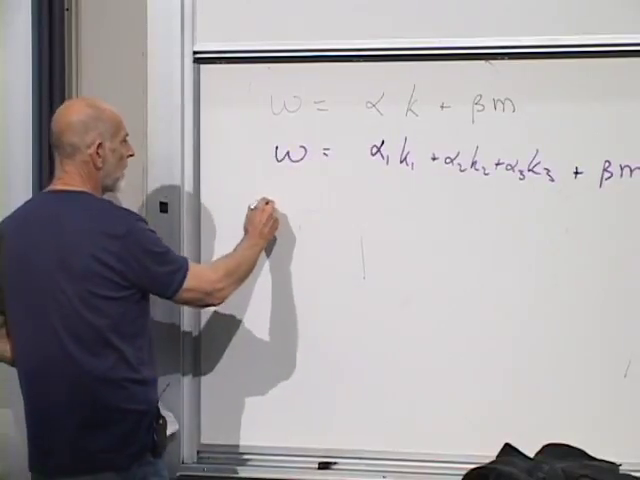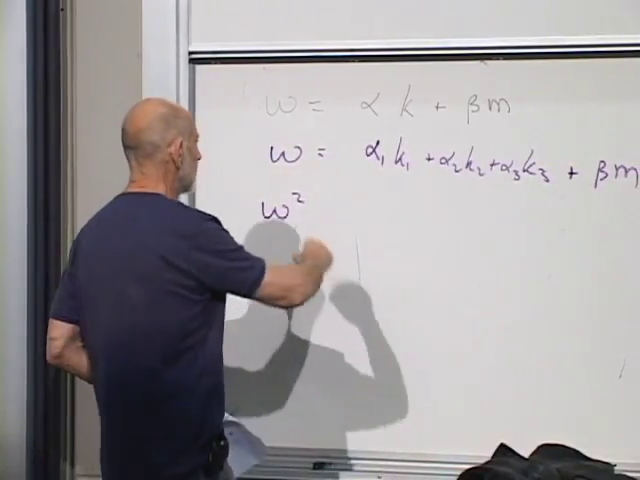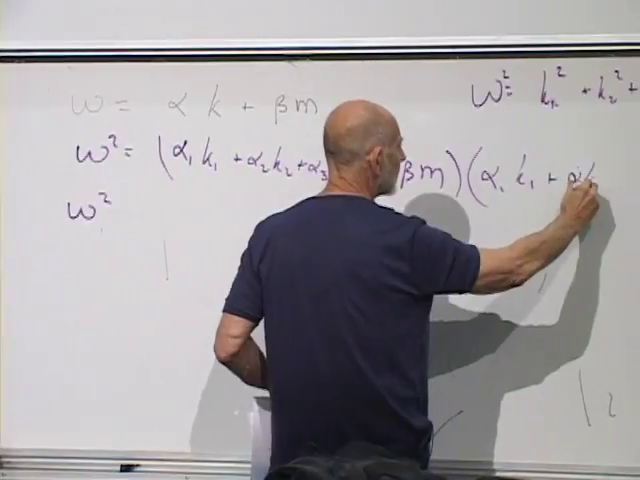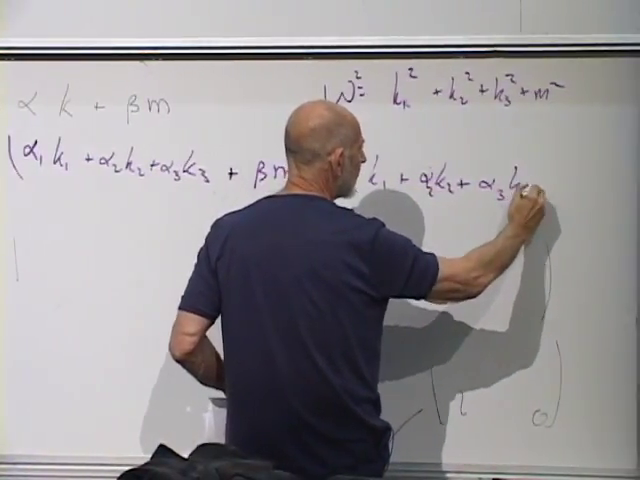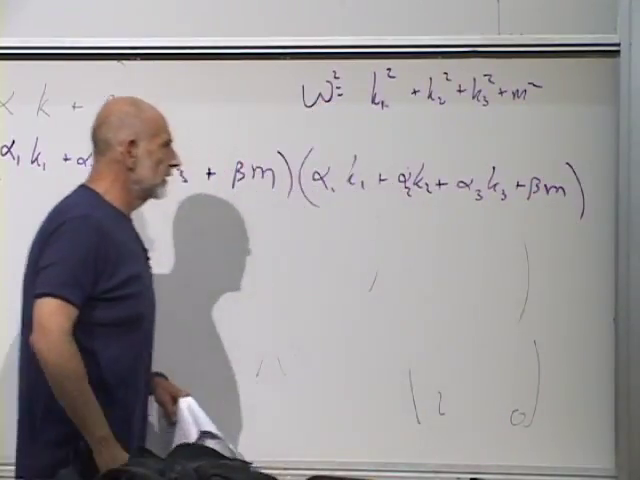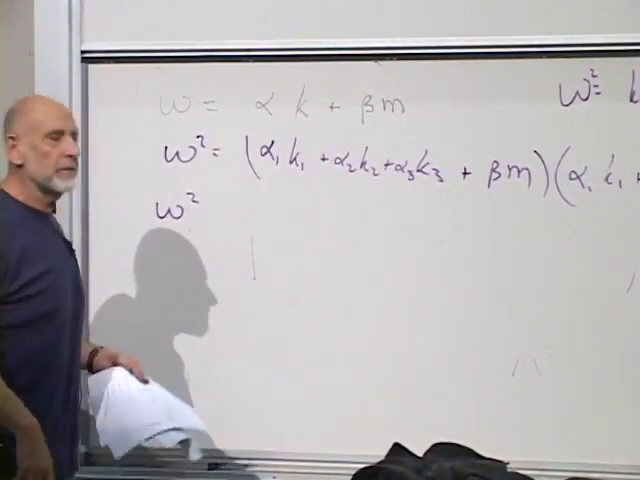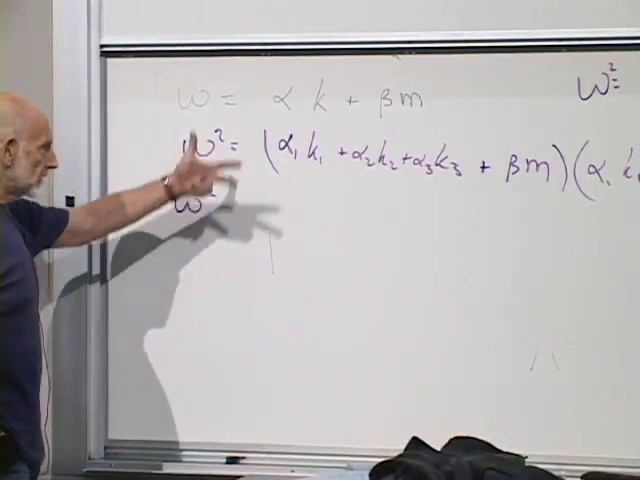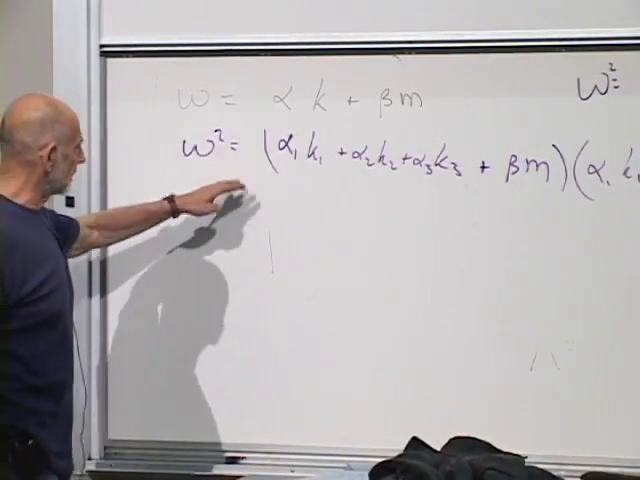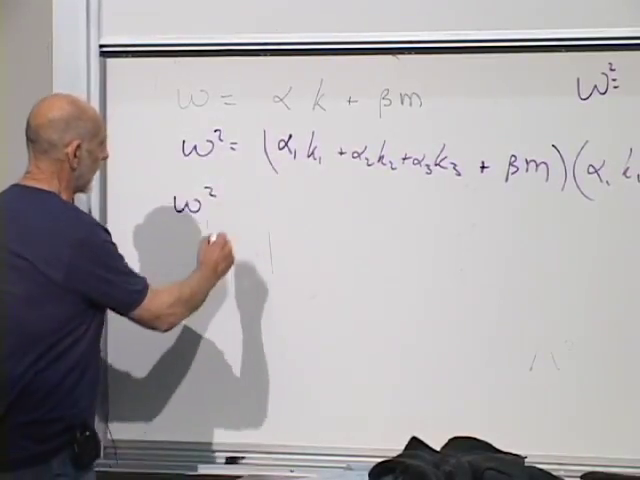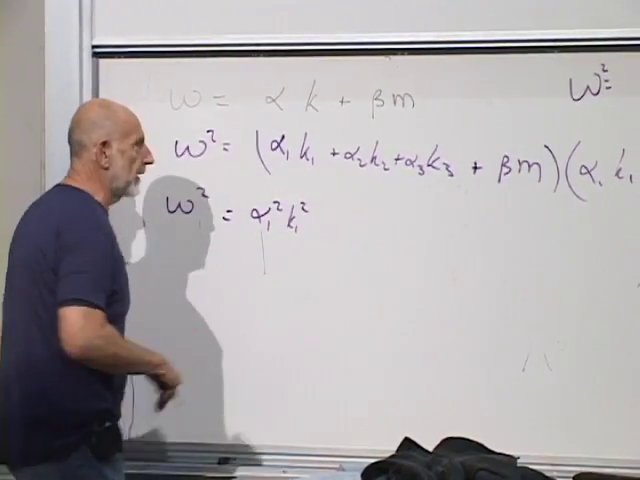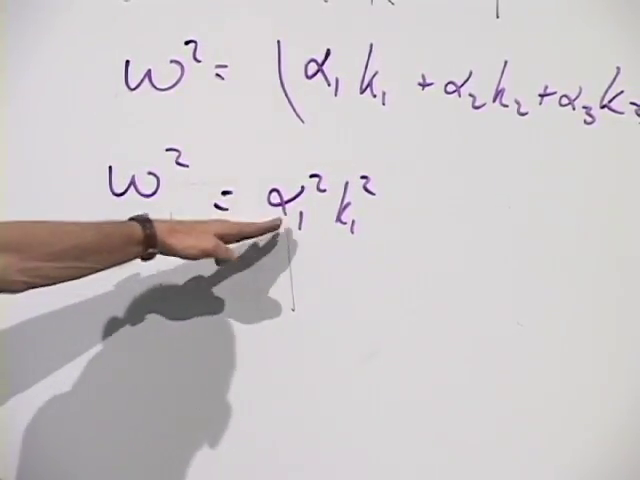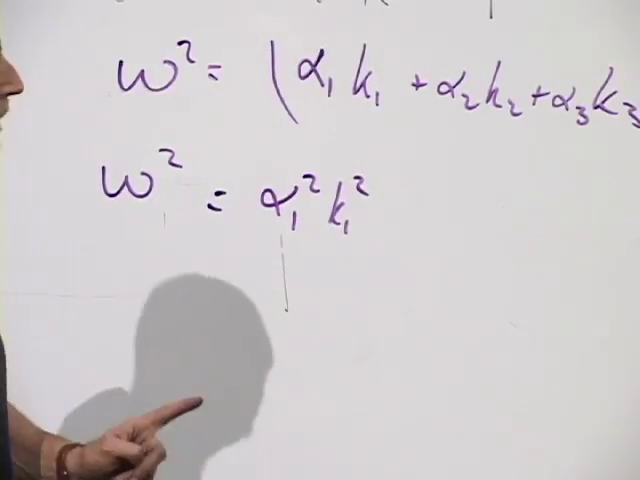All right, so let's just square it. Omega squared, what are we going to get? Let's just multiply it: alpha 1 k1 plus alpha 2 k2 plus alpha 3 k3 plus beta m, squared. Why he chose this particular form is a historical fact. It was nice and simple. Let's try it and see what we get. First of all, we're going to get things like alpha 1 squared k1 squared, and similar things for alpha 2 squared k2 squared and alpha 3 squared k3 squared. It's pretty obvious we had better choose the square of each alpha to be equal to 1.